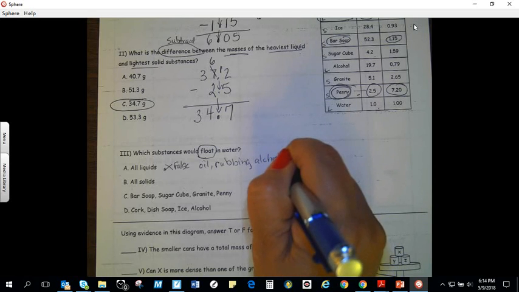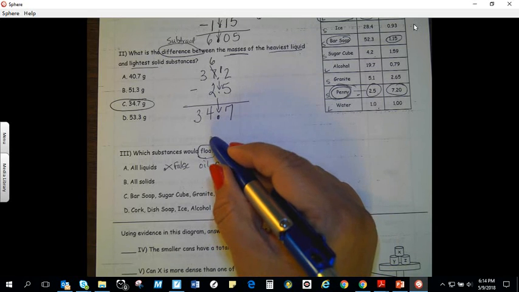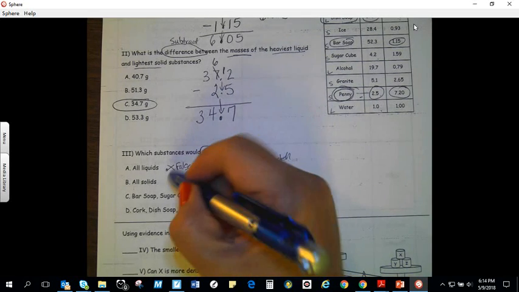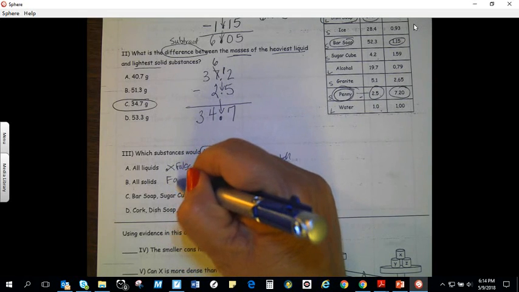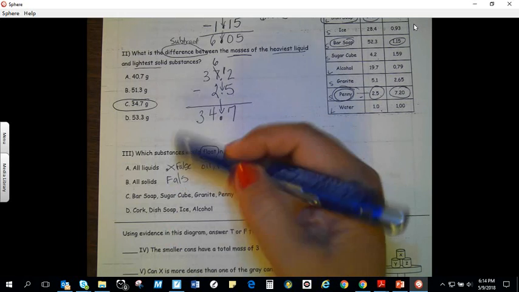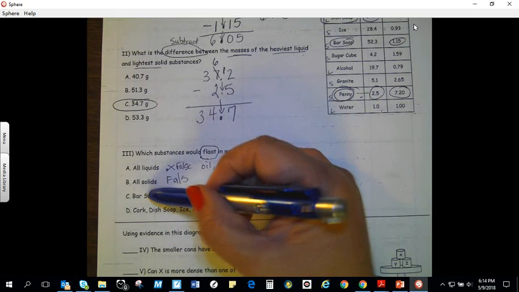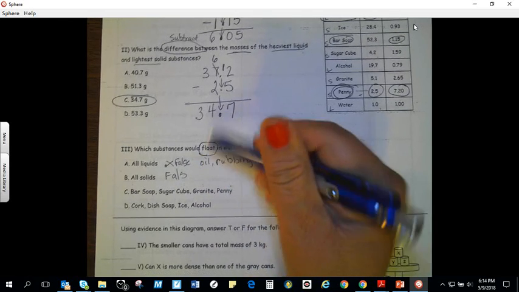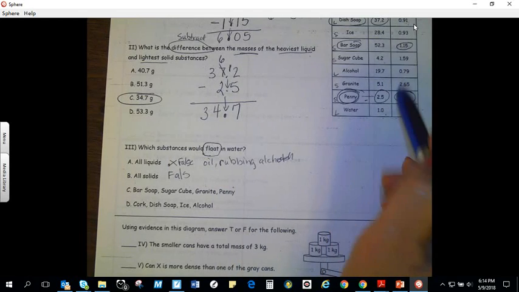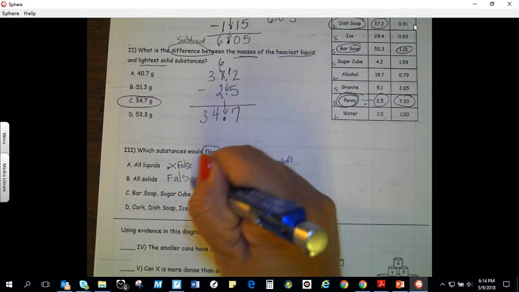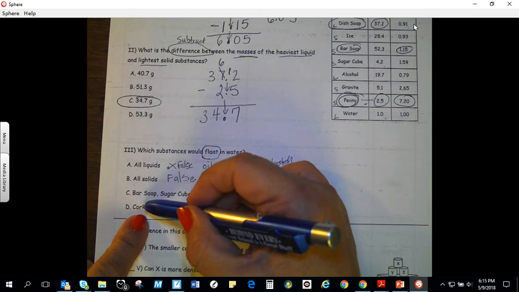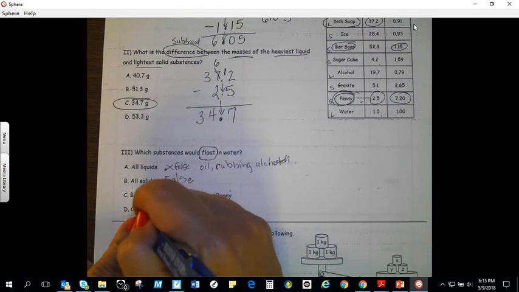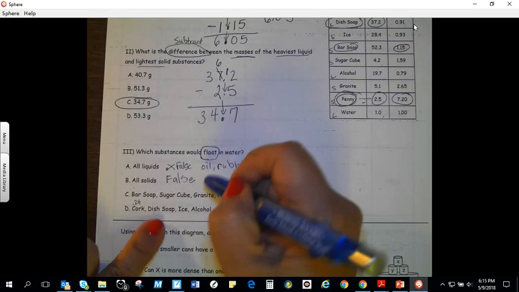So rubbing alcohol. All solids? No, not all solids float. That is false because we're looking at what floats. Okay. Does a bar soap, sugar cube, granite, and penny float? Well, if you weren't sure about any of them, let's look at the density grams over here and take a look. So let's see. And now let's look at cork. We know cork because it has 0.2400 dish soap.